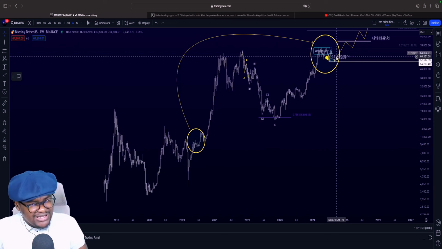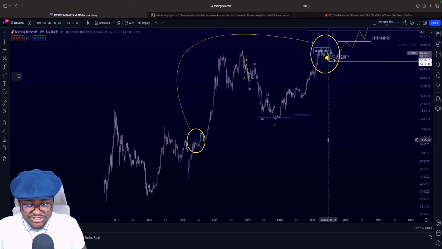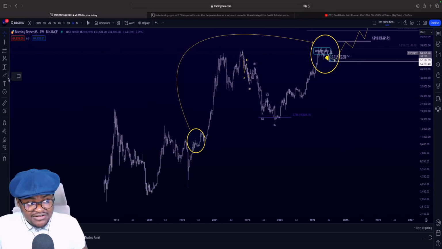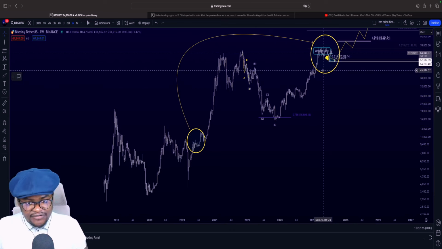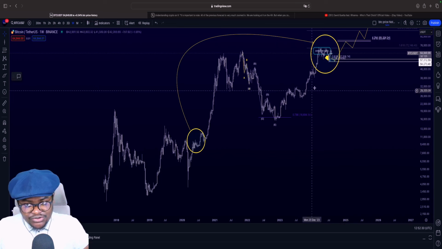I try to explain this as simply as possible because for some reason a lot of people still do not get it, and I simply don't know. Sometimes I over-explain so much that it seems I'm doing too much, but I hope you all understand. We have looked at the monthly and we have looked at the weekly. Now we are zooming in.